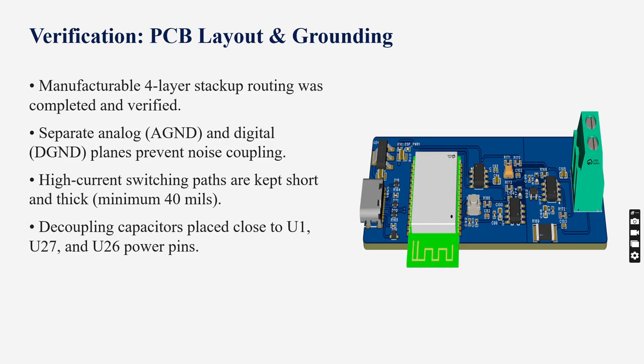We verified the physical PCB layout using a four-layer stack-up. The analog ground and digital ground planes are separated and connected at a single star point near the power input. This isolates the high current switching noise from the sensitive preamplifier. High current paths are routed with short, 40 mm wide copper traces, and decoupling capacitors are placed close to the active IC.